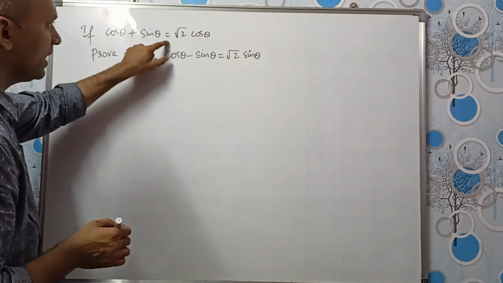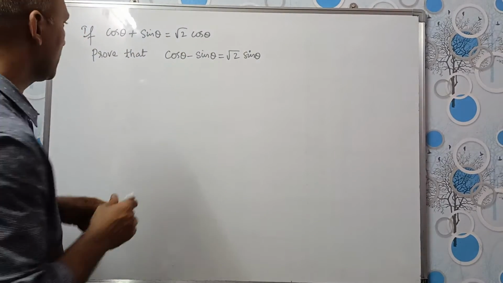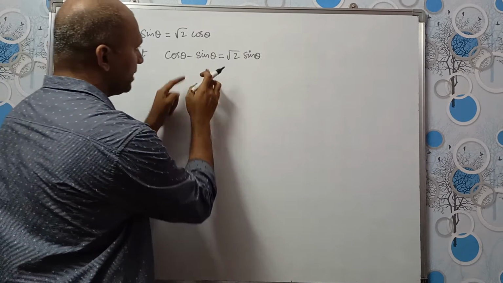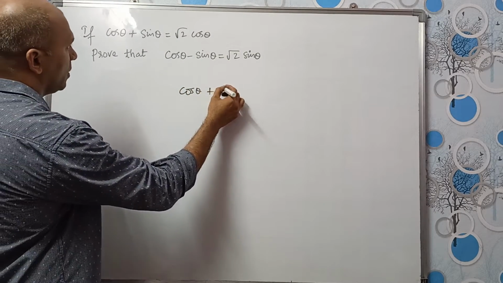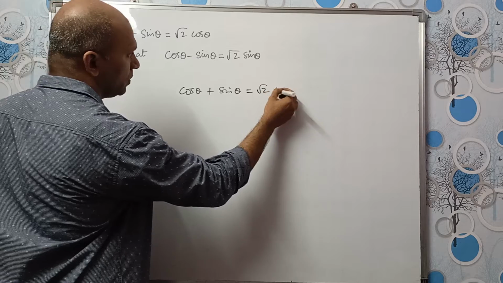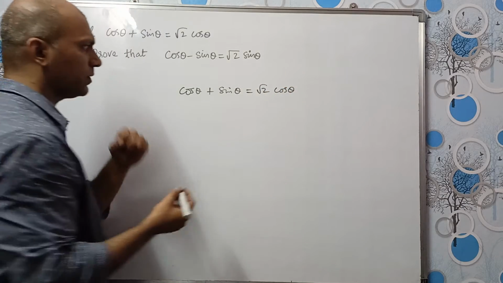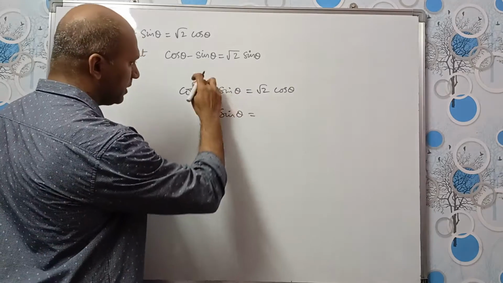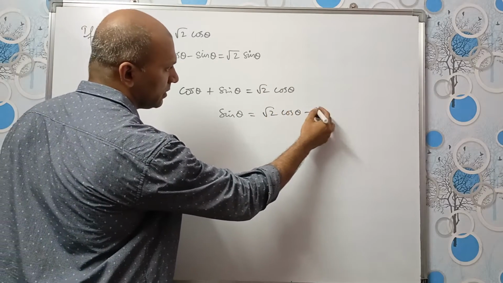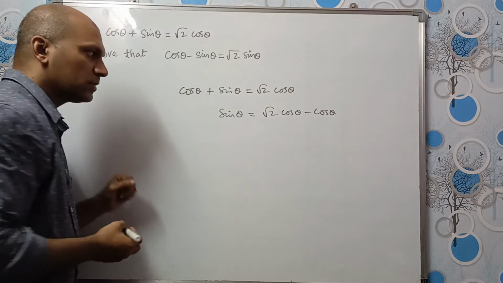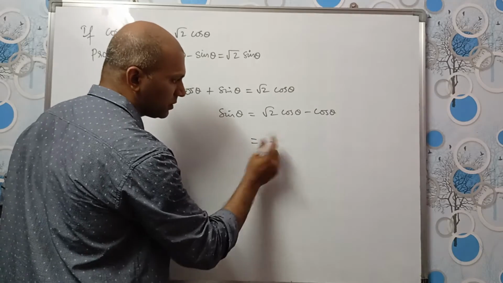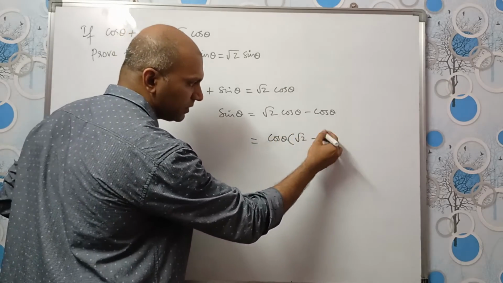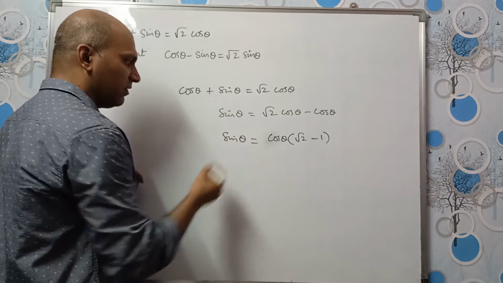Okay, let us solve this problem. If cos theta plus sin theta is equal to root 2 cos theta, prove that cos theta minus sin theta is equal to root 2 sin theta. Okay, so what is given to us? Cos plus sin is root 2 cos theta. Let us write cos values on one side. So let us send cos to the other side. Okay, so what do we have now? Can we take cos common from these two terms? Yes. If you take cos common, what will be left? Root 2 minus 1. Here sin theta will be left.